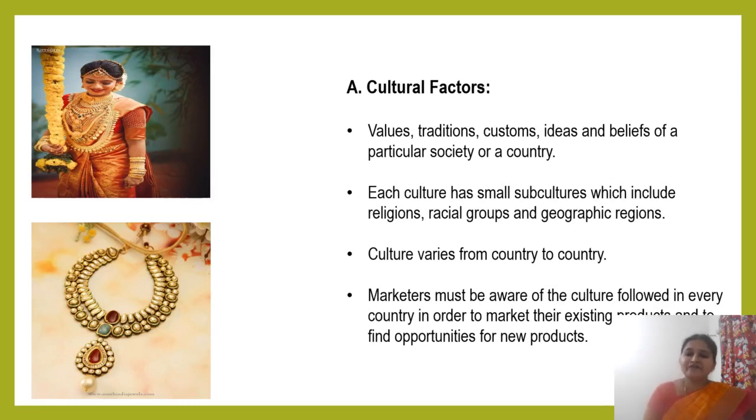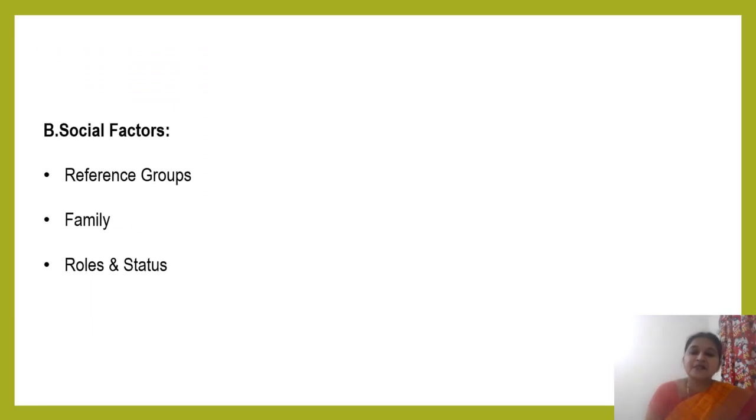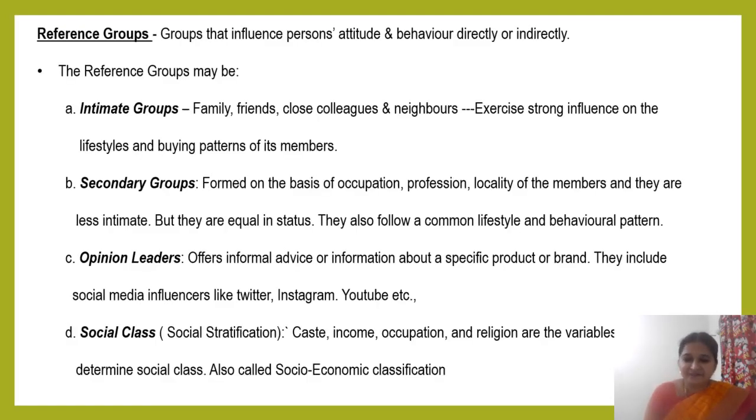The next factor influencing consumers' buying behavior is social factors, and there are three social factors. One is reference groups, the second one is family, and the third one is roles and status. So the first social factor is reference groups. All the groups that influence a person's attitude and behavior directly and indirectly are called reference groups. And there are four types of reference groups. They are number one, intimate groups, number two, secondary groups, number three, opinion leaders, and number four, social class.